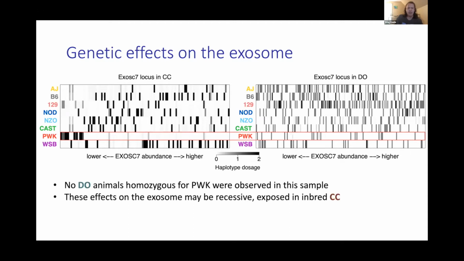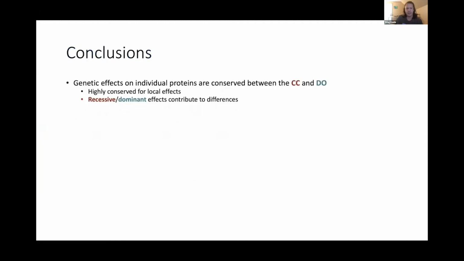Thanks. Yep. And so this is consistent with there being a recessive effect in the CC that really gets exposed by the CC being inbred. Conversely, it's dominant in the DO, and you'd really need a rather large DO sample to see all of that.